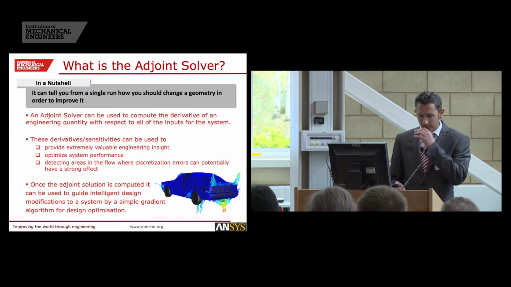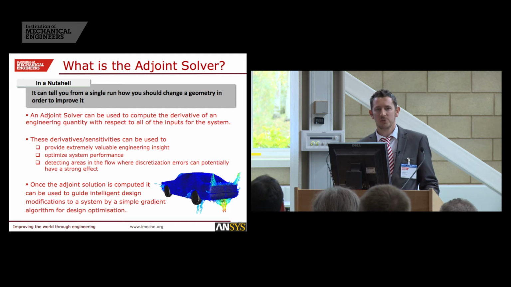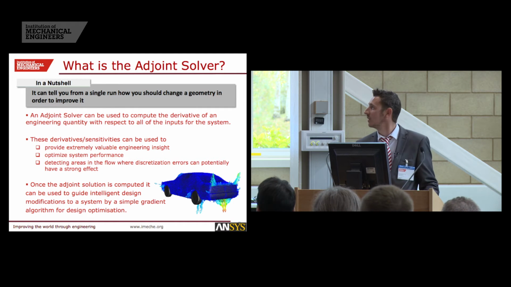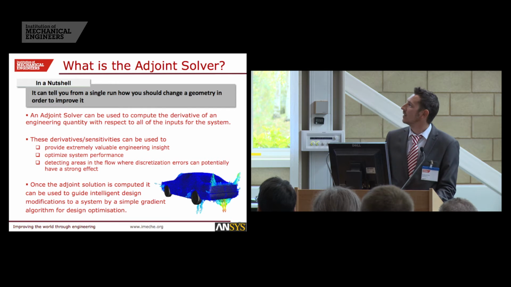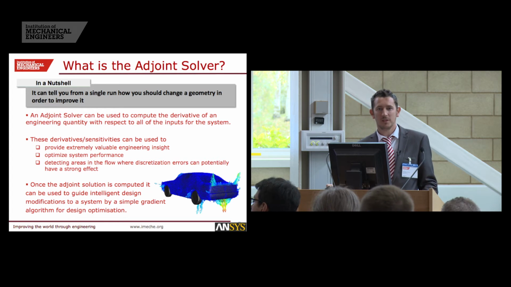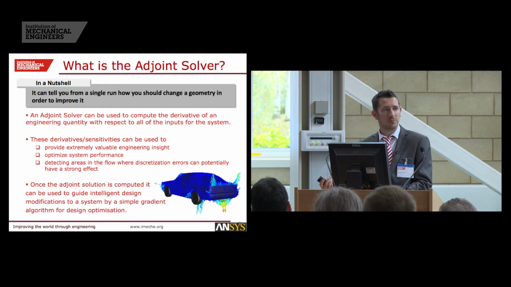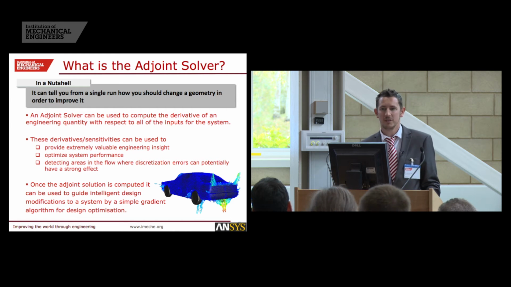So in a nutshell, if we consider that the definition of the geometry is an input into the CFD solution, then from a single run it can tell you how you should change your geometry in order to improve it for a particular observable. Okay? So the adjoint solver can be used to compute the derivatives of an engineering quantity, which could be lift or drag, the observable that's defined, with respect to all of the inputs for the system.